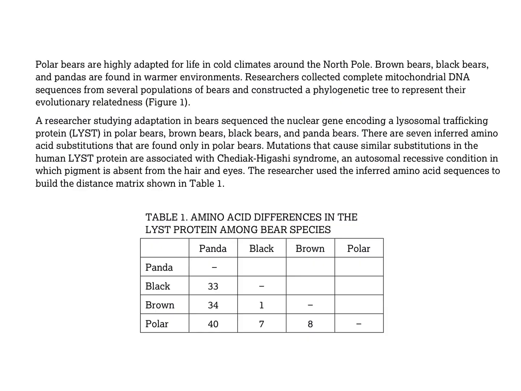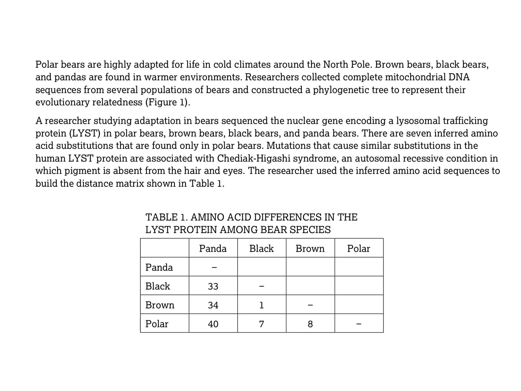So in this example, we're looking at a protein called the lysed protein that is found amongst mammals, more specifically amongst bear species. Polar bears are highly adapted for life in colder climates around the North Pole. Brown bears, black bears, and pandas are found in warmer environments. Researchers collected samples of mitochondrial DNA sequences from several populations of bears and constructed a phylogenetic tree to represent their evolutionary relatedness. Now, this is shown in Figure 1, but we're not going to focus on Figure 1 for this question.